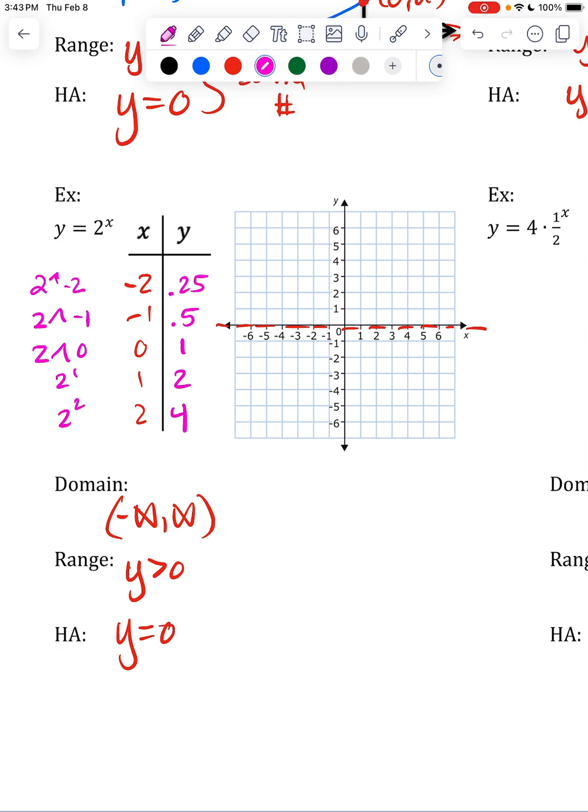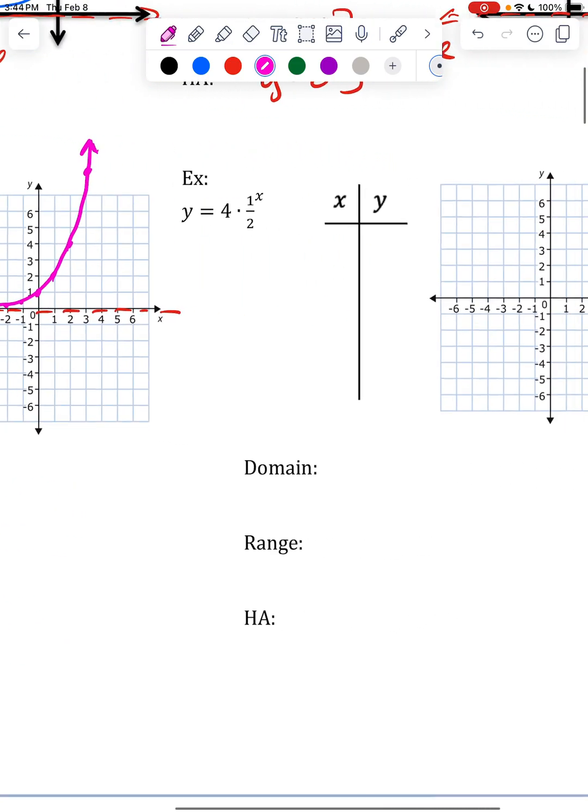So if I plot those at -2, I'm only at 0.25. At -1, I'm only at 0.5. 0's up to 1, 1's up to 2, 2's up to 4, and then 3 would be all the way up to 8. So you can see that it just starts going faster and faster. It grows exponentially. So both ends continue forever. This one goes gradually out but up, and this one goes closer and closer to that asymptote but never touches it, never crosses it, and that is my exponential growth.